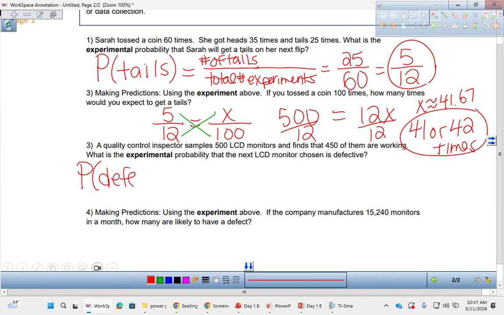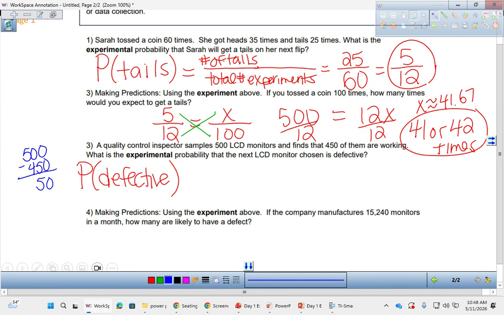What I'm looking for is to find the probability of defective. Do you guys know what the word defective means? And I'm not being a jerk, I'm just making sure. What does it mean? It doesn't work. So what I know is that 450 of them do work, out of a total of 500. So if 450 out of 500 work, how many don't? 50 of them don't work. Does that make sense? If 450 work, then that means 50 don't.